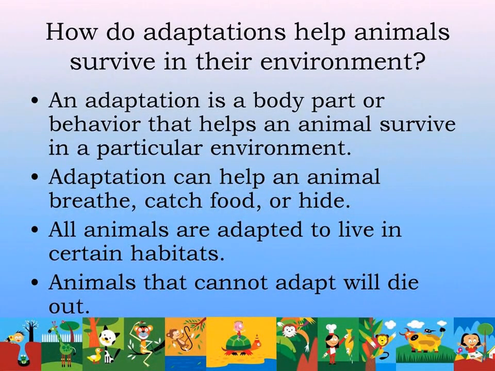How do adaptations help animals survive in their environment? An adaptation is a body part or behavior that helps an animal survive in the particular environment. Adaptation can help an animal breathe, catch food, or hide. All animals are adapted to live in certain habitats. Animals that cannot adapt will die out.